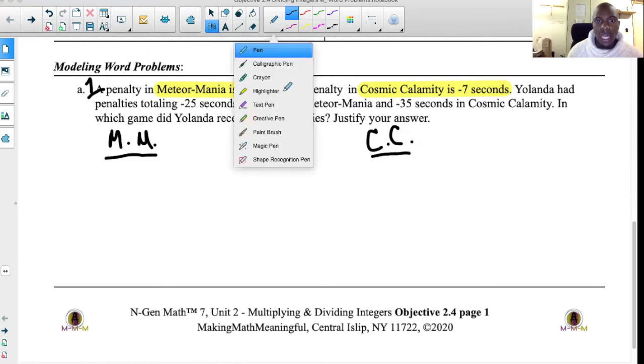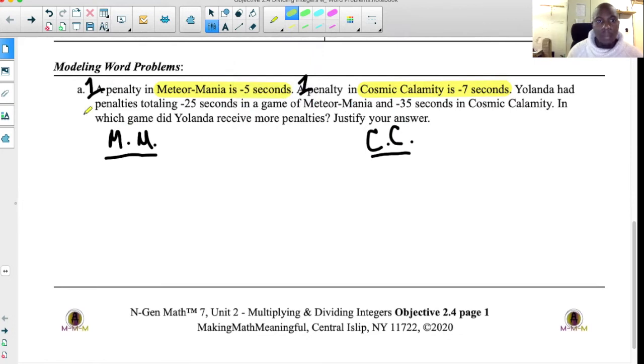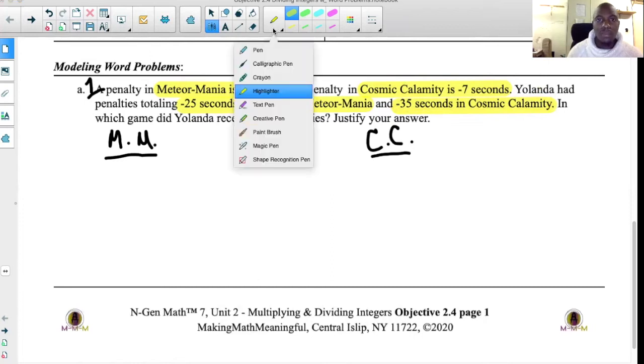So I noticed that I'm highlighting Yolanda had total penalties of negative 25 in the Media Mania game. So negative 25 total seconds that she lost from this game, whereas in Cosmic Calamity, she lost negative 35 seconds. They want to know which game did they receive more penalties. So which game did they receive more penalties?